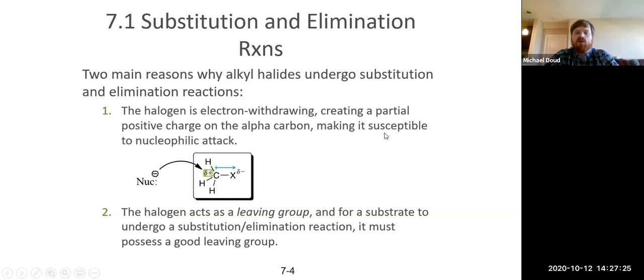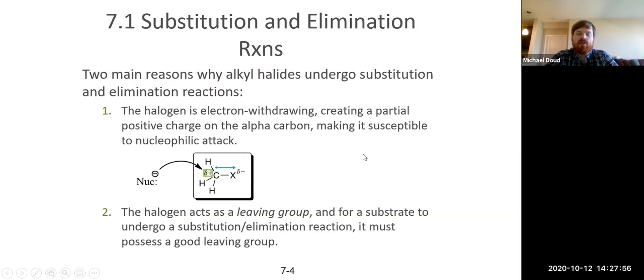Okay. So looking at substitution and elimination reactions, why do they occur? Well, whenever carbon is bonded to a halogen, the halogen is going to be electron withdrawing. It's got more electronegativity, so it's going to pull the covalent electrons to itself. That means you have a partial negative charge on the halogen, and that leaves you with a partial positive charge on the carbon. In other words, you have an electrophilic carbon, which is going to be subject to a nucleophilic attack.